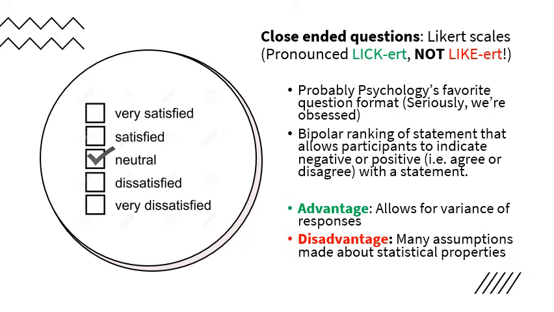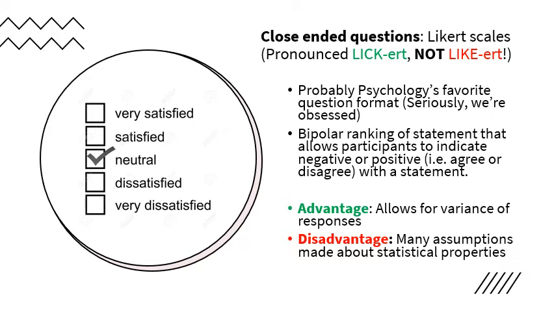However, within the psychological literature, there's a lot of debate as to what the statistical properties are that are associated with Likert scale responses. From my assumption of this class, if you'll remember, we talked about nominal, ordinal, interval, and ratio scales.